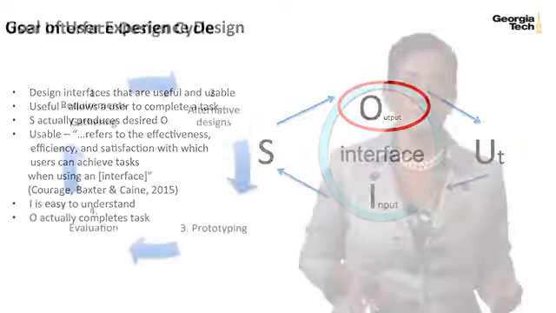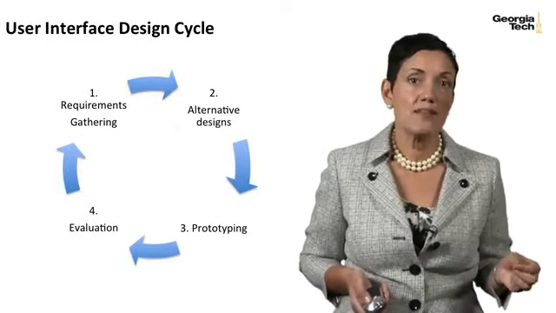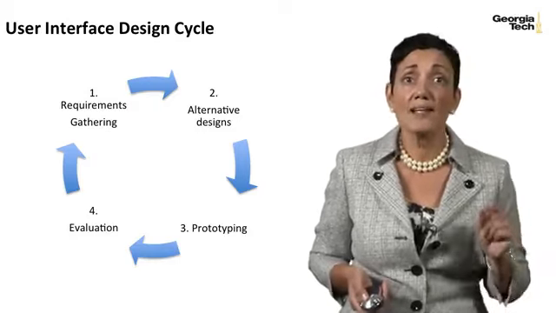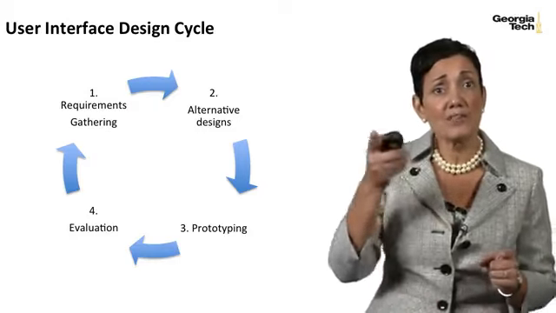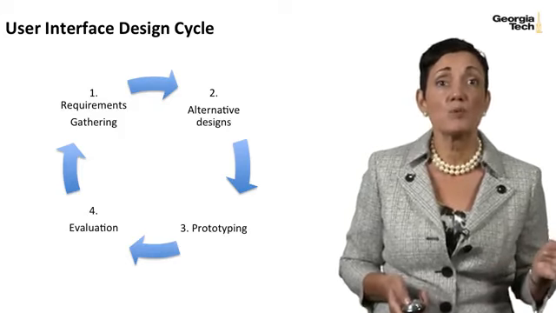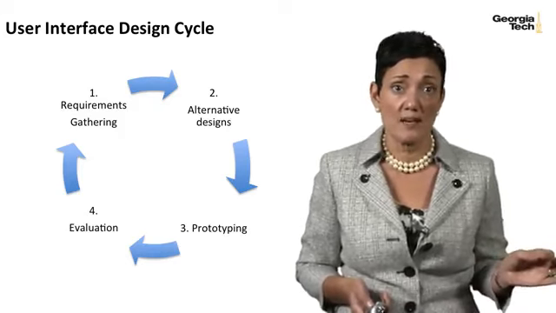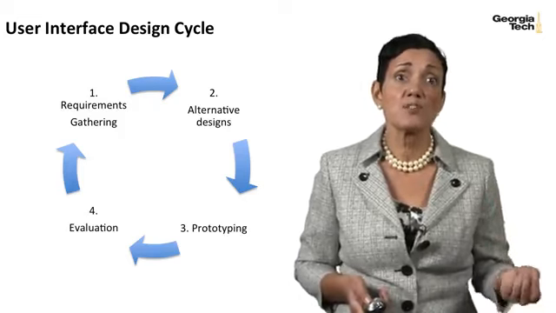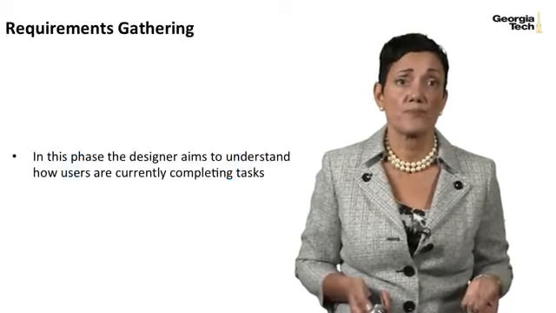In our graph, this would require that the input be easy and fast, and that the output actually complete the task. In this class, we will study the interface design cycle. Notice that this is not linear, but rather that the arrows tell us that it's a process that is continuing. In future modules, we will study each of these phases of design with the goal of experiencing the techniques that are used in each of these phases.